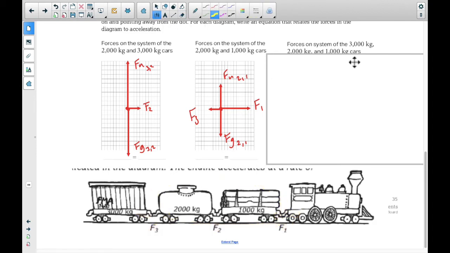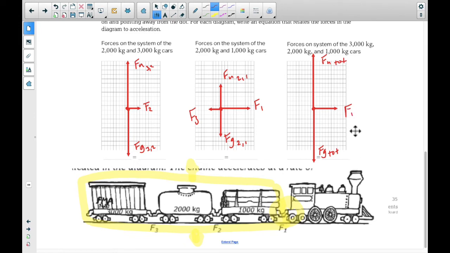Okay, well, what if we focused on all three of them together? So I'm looking at this whole thing. Again, I will have the force of gravity and I will have the normal force. On the left, there's no force. On the right, there is.